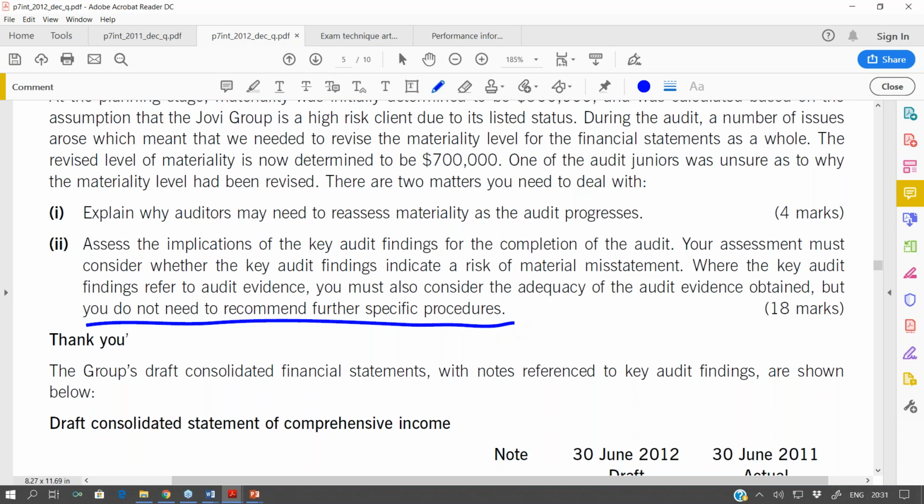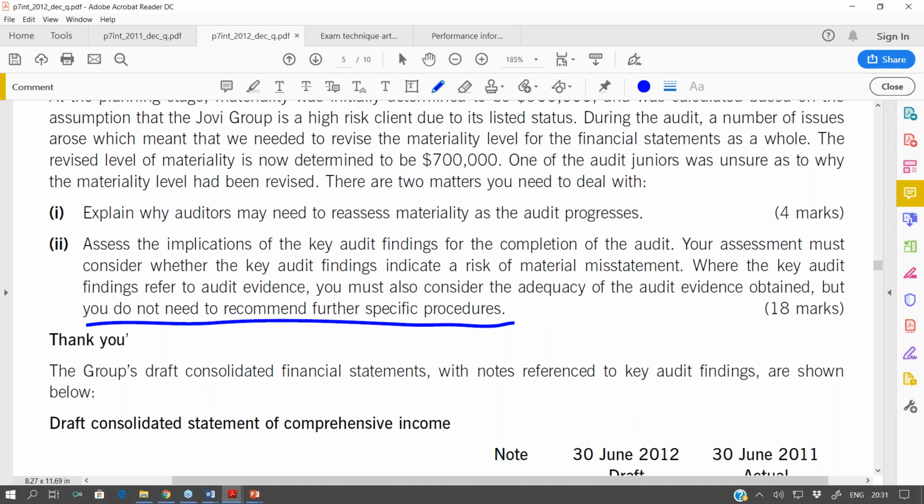And what if you mistakenly write procedures? You're wasting your time. There is no negative marking, right? But you're wasting your time. The examiner is saying you should not write procedures here. So is everyone getting the sense of this question, where the finding relates with risk? Where the finding relates with risk, try to find the risk, and where the finding relates with evidence, then tell whether the evidence was adequate or not. Is everyone becoming clear on that?